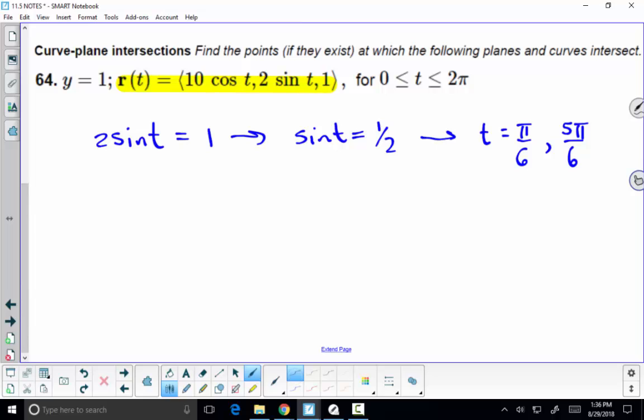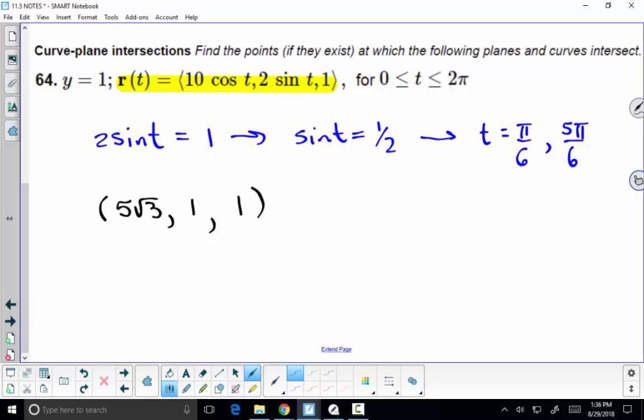So our 2 ordered pairs. One of them will be found by plugging pi/6 in up here. So we have 10 times cosine of pi/6. Cosine of pi over 6 is root 3 over 2, so we get 5 root 3, comma. We already figured this part out, so when we plug it in there, we get 1. And then the third component's always 1 in this case. So that's one point that they share.